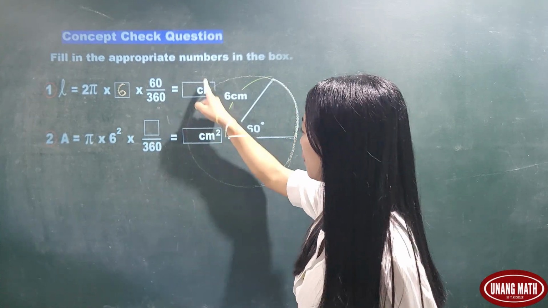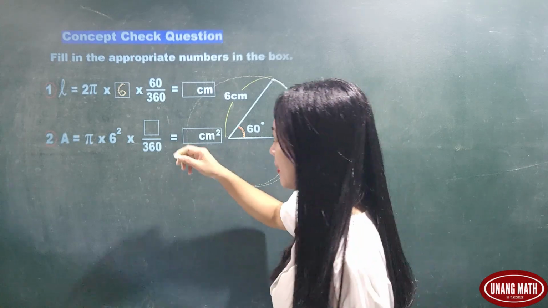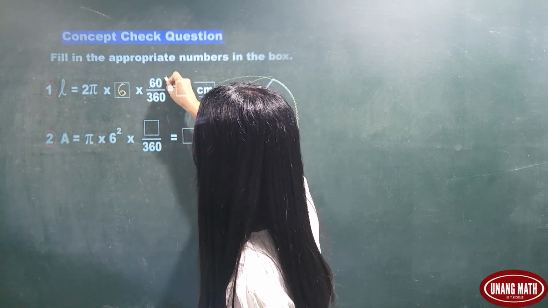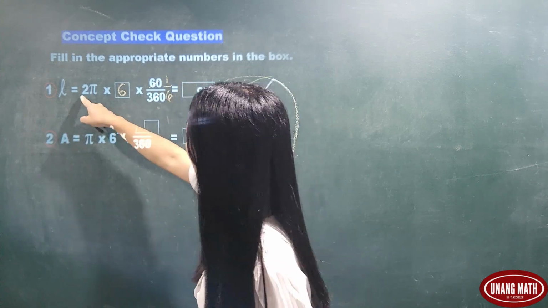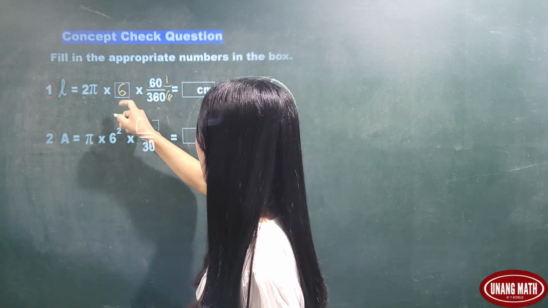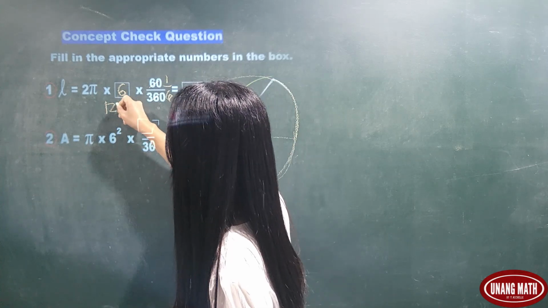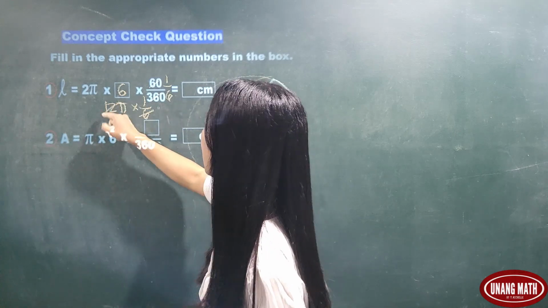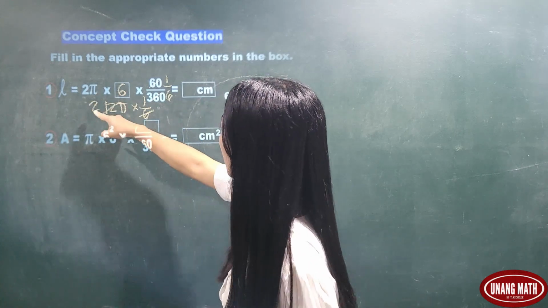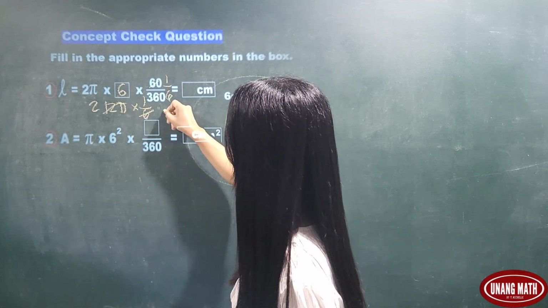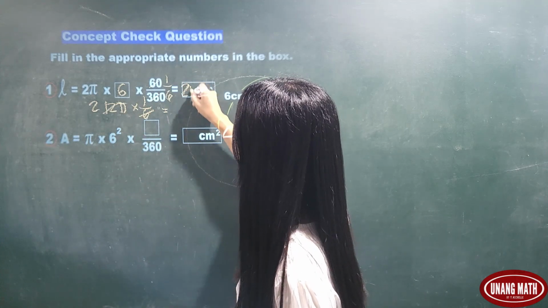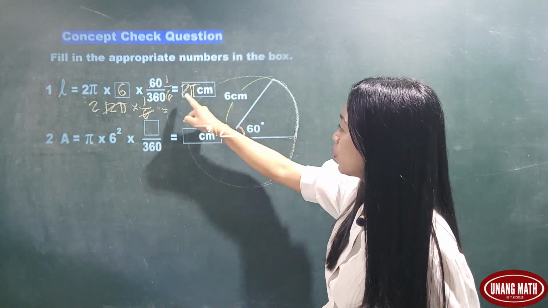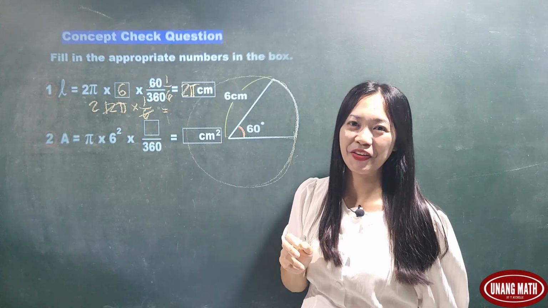So this is equal to how many centimeters? Okay, let's see. If we simplify, 60 over 360 is equal to 1 over 6. So 2 pi times 6 is equal to 12 pi, times 1 over 6. Simplify, then this becomes 2. So 2 pi times 1 is equal to 2 pi. So the length of this arc is 2 pi centimeters.